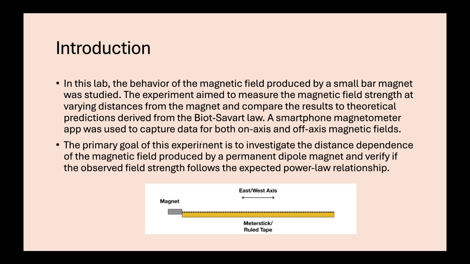In this lab, we're trying to figure out the behavior of the magnetic field produced by a small bar magnet, and we're doing this using Biot-Savart's law, and we're measuring the magnetic field with a smartphone magnetometer app. Some of the fundamentals in this lab were using Biot-Savart's law and distance dependence to see how much field was produced on the dipole magnet and the relationship between these values.